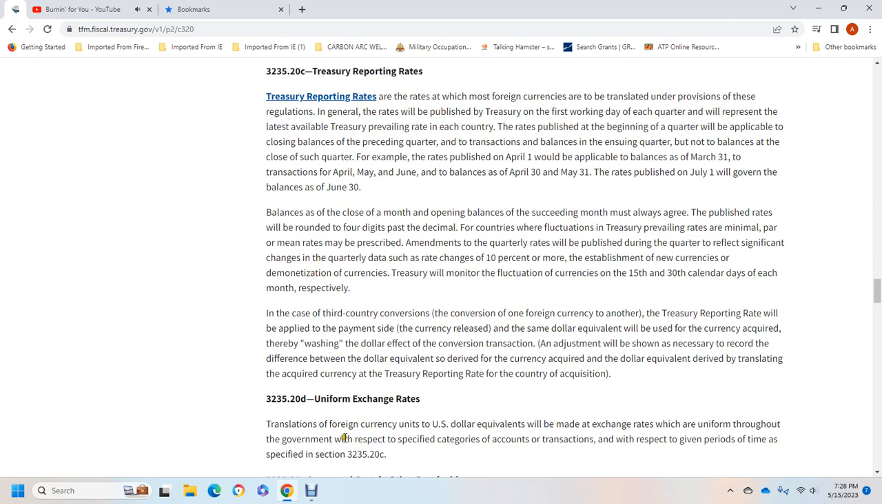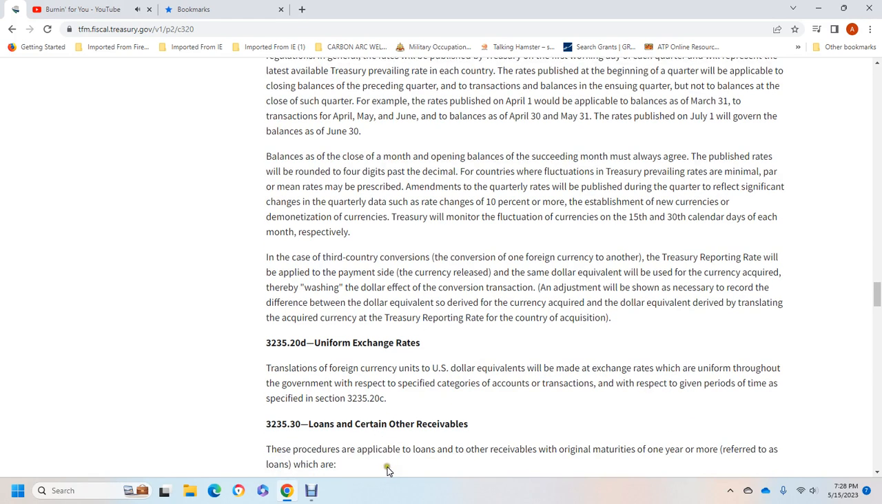323520D. With the uniform exchange rate of the translation, foreign currency unit US dollar equivalents will be made. The exchange rate is uniform throughout the government with respect to the specified categories of account with the transaction, respectively, given the periods of time specified in 323520C.